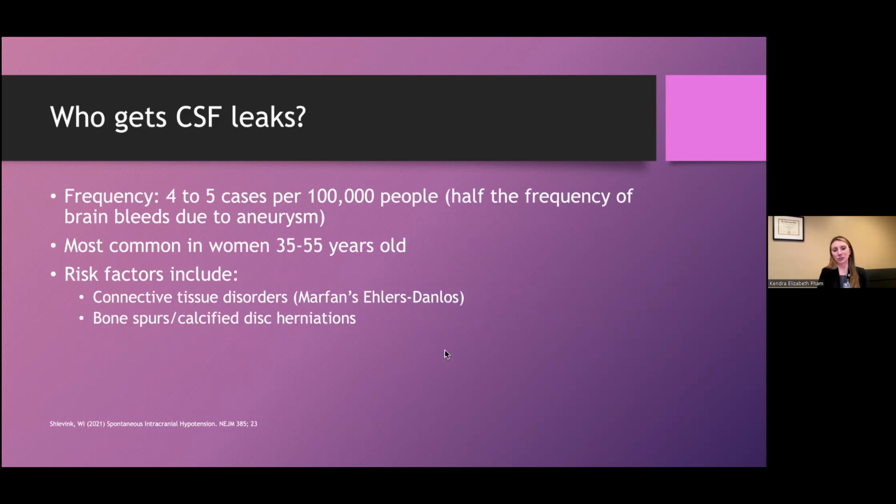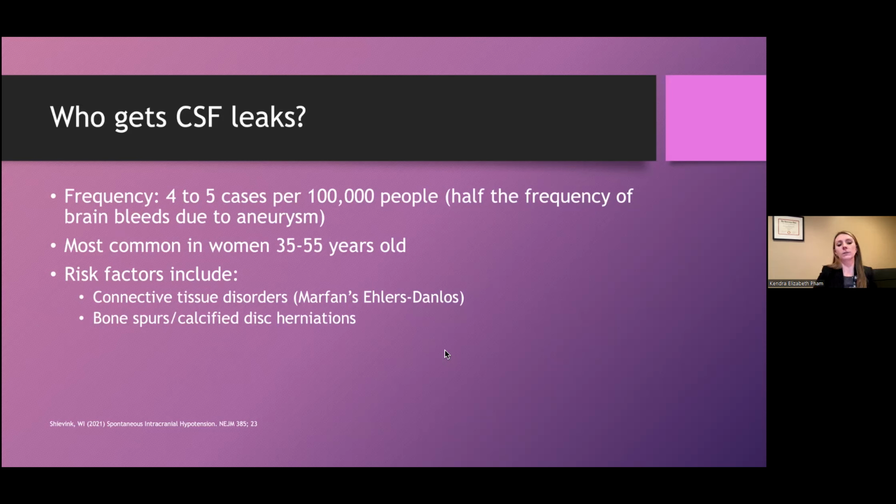Not a ton of people do. It's not particularly common, but you can see up to about 4 to 5 cases per 100,000 people. This is about half of the frequency of which people have brain bleeds due to aneurysm. So it's not particularly common, but it does exist. When it happens, it's most common in women between 35 and 55 years old.